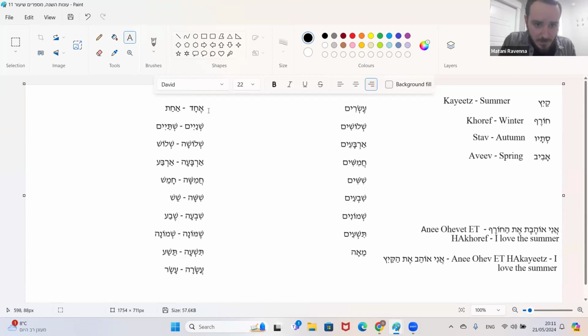Starting with the top one on the left column, I'm now moving my cursor around it. You'll notice there is a hyphen in the middle. That is to distinguish between the male version and the female version. The male is echad. Okay, so let's say ani echad, I am one. Specifically me, Matani, I'm a male. So ani echad. Echad, one in male form.